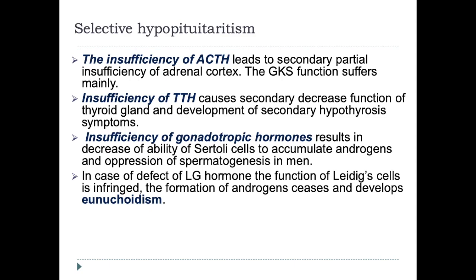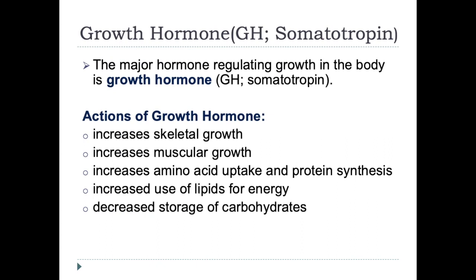When we discuss this selective disorder, we have to move to hyperfunction of growth hormone. As an example, it is one of the most prominent hormones produced by the anterior pituitary, and we have to talk firstly about the normal action of this hormone, because there are lots of metabolic processes associated with normal growth hormone function, such as skeletal growth, muscular growth, it participates in synthesis of proteins and uptake of amino acids, and it can lead to decrease of storage of carbohydrates and increased use of lipids for energy production.